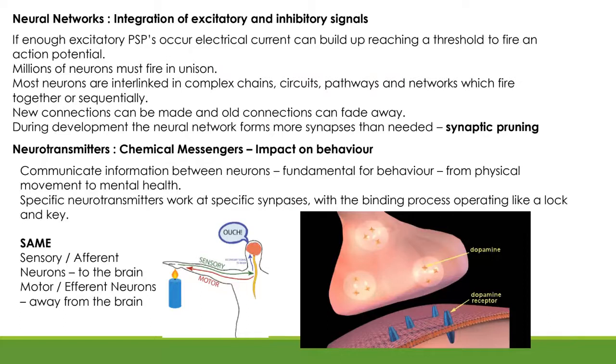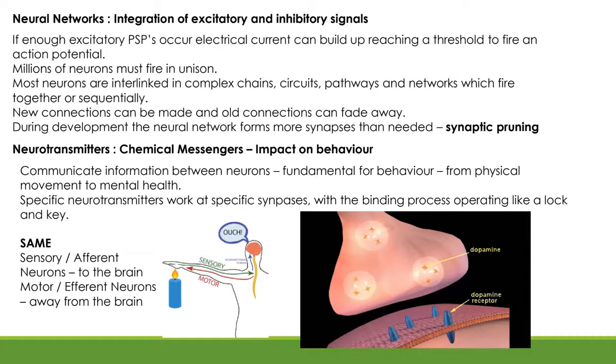So basically in neural networks, there are excitatory signals and inhibitory signals. If there are enough excitatory signals, then the electric current can build up, reaching a threshold to fire the next action potential. Millions of neurons must fire in unison, and most neurons are interlinked in complex chain circuits, pathways, and networks which fire together sequentially. So it's millions and millions of things all happening at the same time.